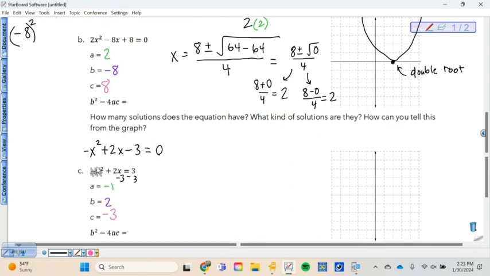Okay, use my formula again. X equals negative b, so negative 2, plus or minus the square root of b squared, so 2 squared, minus 4ac, divided by 2a.